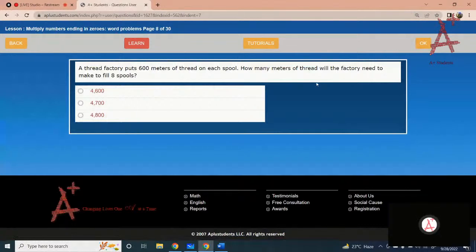Okay, the next one is a thread factory put 600 meters of the thread on each spool. How many meters of the thread will the factory need to fill eight spools? So basically you need to do 600 times 8. So which is the correct option? It's the last one. Very good. 8 times 6 makes 48, and you have to add two zeros, so that makes 4800. Got it?